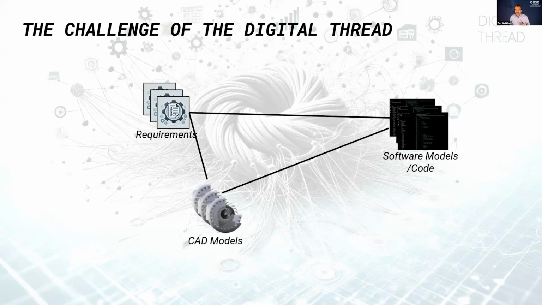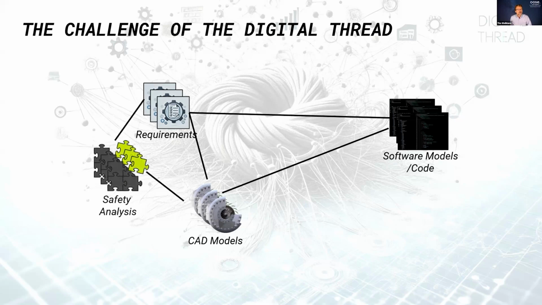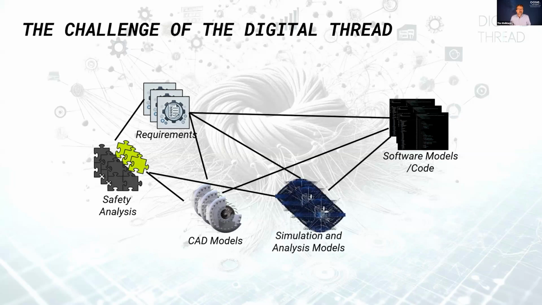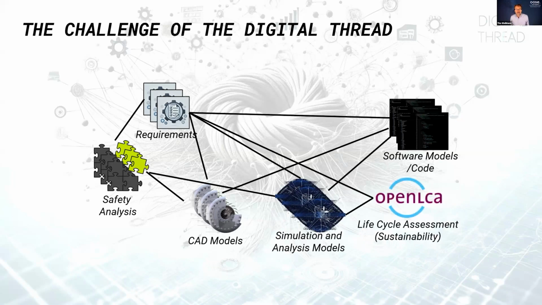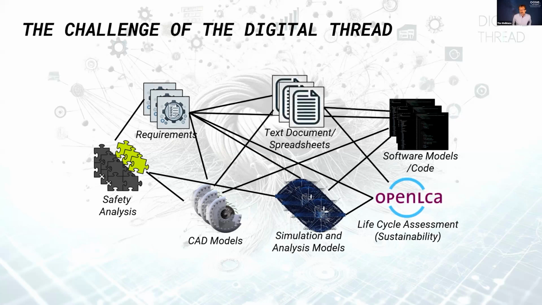And they are also linked to CAD models. So this is a project for a system, including the mechanical components, electrical components, and so forth. And maybe one of the CAD models is also linked to the software because we use parameters of the mechanical dimensions somewhere in the software. We do safety analysis, which is linked to requirements and maybe only to the CAD models. We have simulation and analysis models also linked to all the other repositories. And we have here a lifecycle assessment tool for the sustainability analysis. And of course, we also have many text documents and spreadsheets in the project. And it's a nightmare to keep track of everything here.